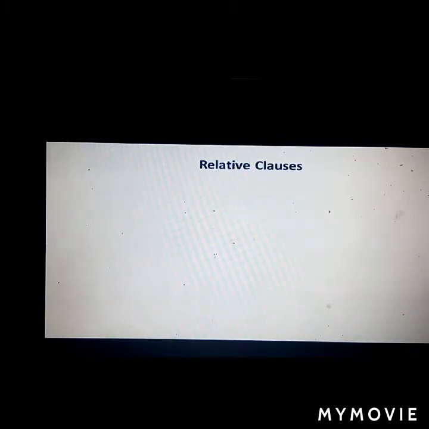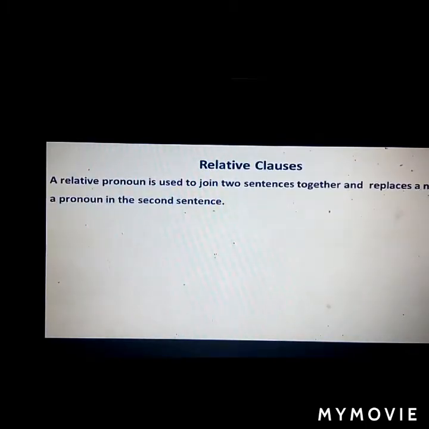A relative pronoun is used to join two sentences together and replace a noun or a pronoun in the second sentence. عندنا جملتين، ضمير الوصل ده بنستخدمه عشان نستبدل اسم أو ضمير في الجملة التانية.